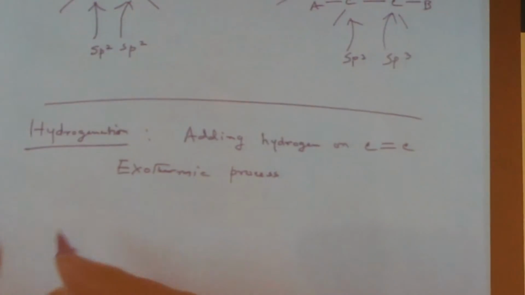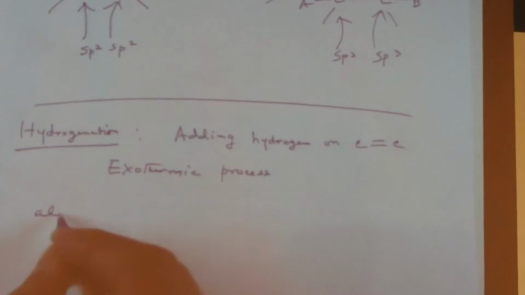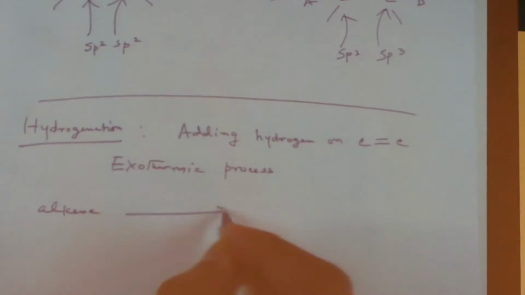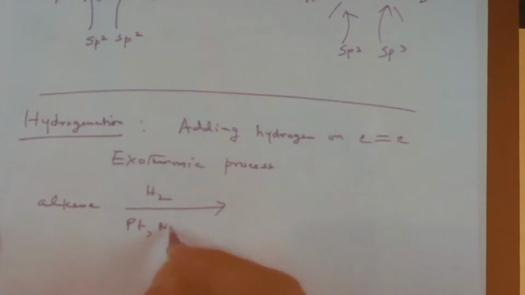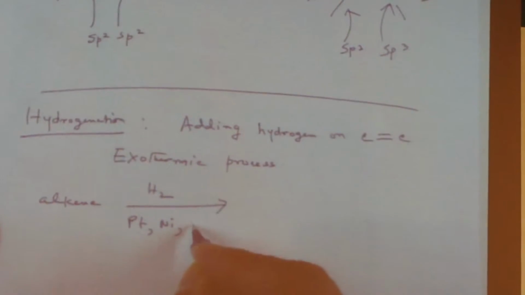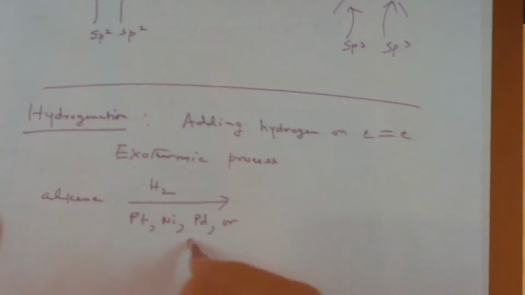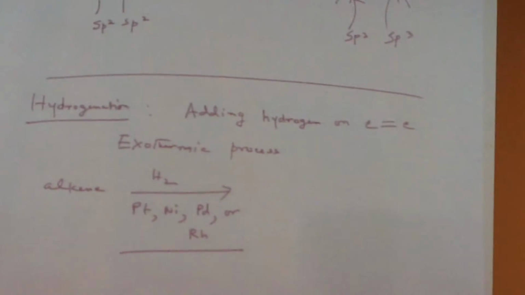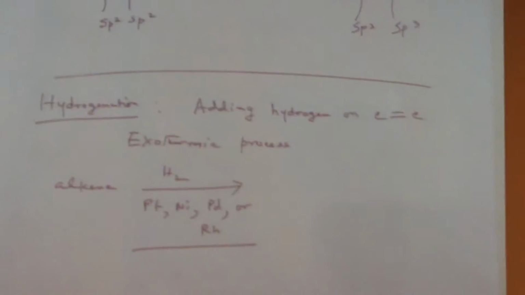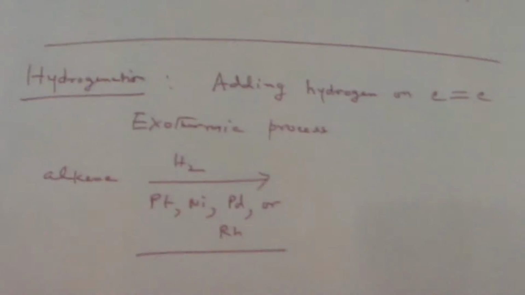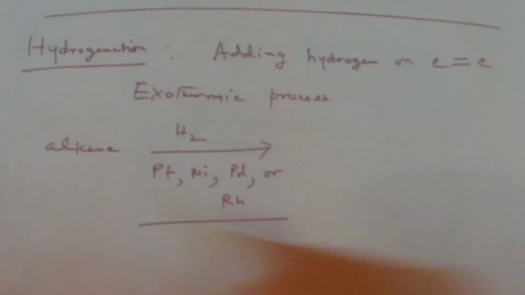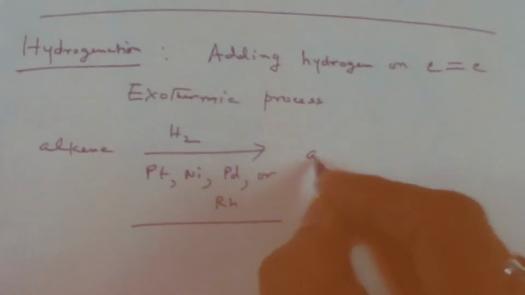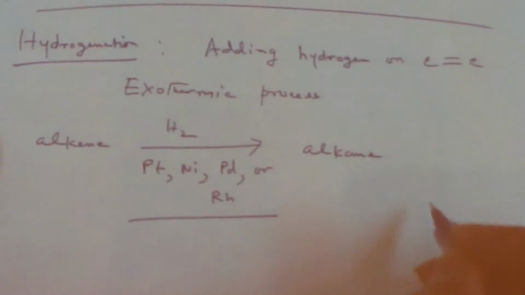So what he found is that if you have an alkene and you add hydrogen in the presence of platinum, nickel, palladium, or rhodium, these particular metals, and initially he used only metals, but found that if you grind the metal to a small powder, it actually works better. And we'll see why that happens. In fact, the alkene then gets reduced to alkane, and heat is released.